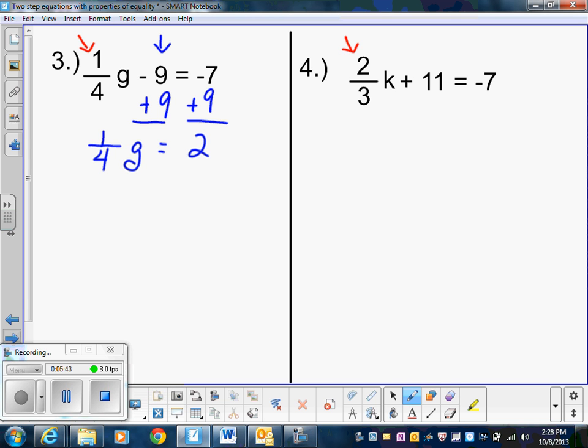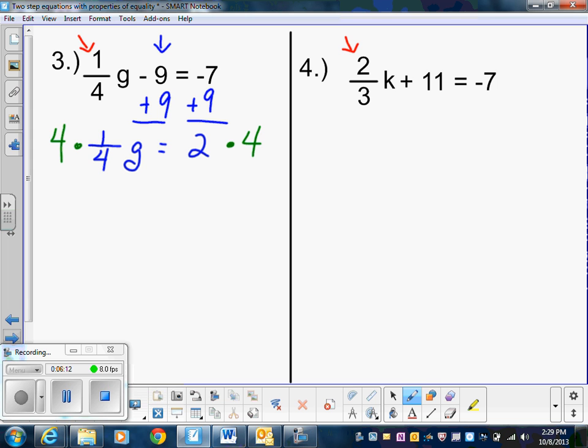our multiplication property of equality. How do we get rid of a 1/4? Well, this is actually using our multiplicative inverse. The inverse of 1/4 is the reciprocal, or 4. If we do it to one side, we do it to the other because of our multiplication property of equality.